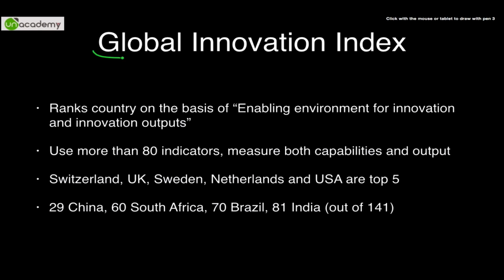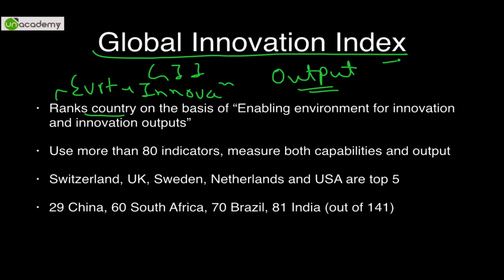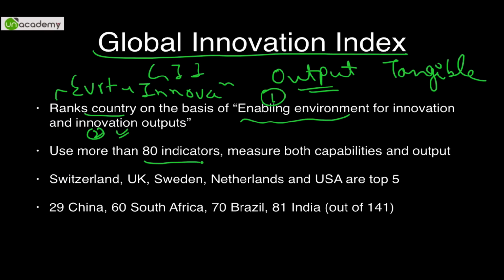Now, Global Innovation Index, GII, ranks the country obviously on the basis of the environment it provides for innovation. This is the first thing. Second thing, what is the output of these innovations? Is there any tangible output of these innovations? So both these parameters the country is ranked on. First, the enabling environment. Second is the innovation outputs. Both are important. It uses more than 80 indicators.